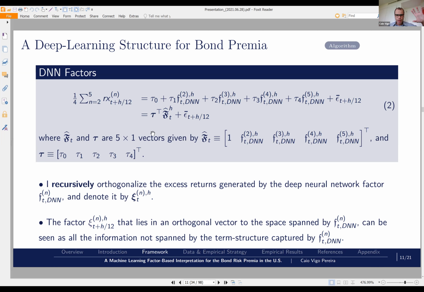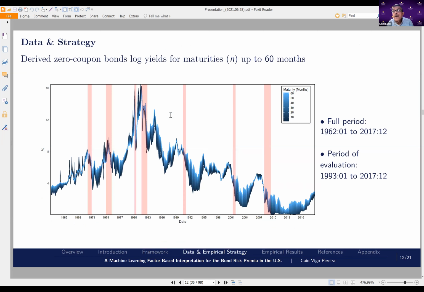I have the spanning factor here, and everything that is orthogonal is going to be my unspanned factor. Just to give an idea, I use information from 1962 to 2017. The evaluation is from 1993 to the end of 2017. You have 2 more minutes.